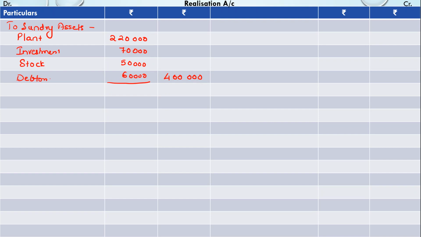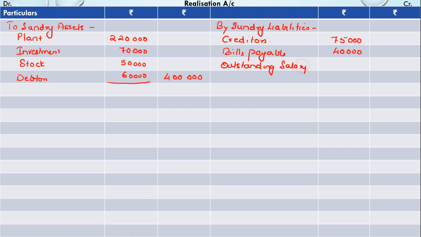First step done. Second step, transfer all the liabilities to the credit side of realization account, the outside liabilities that is. So we write by sundry liabilities because there are multiple items here. The first one we have is the creditors of 75,000. We have bills payable of 40,000 and there is outstanding salary of 35,000. So total of this is 1,50,000 in the outer column.